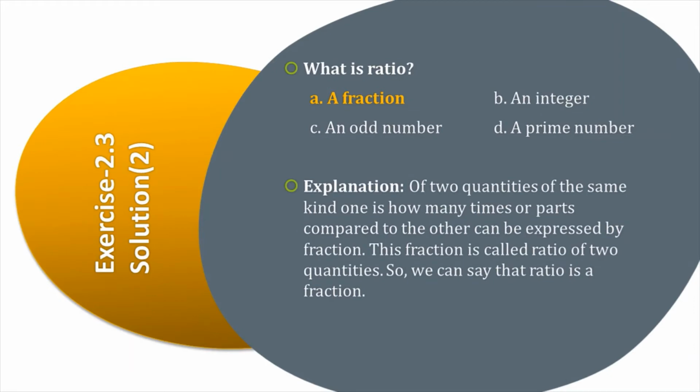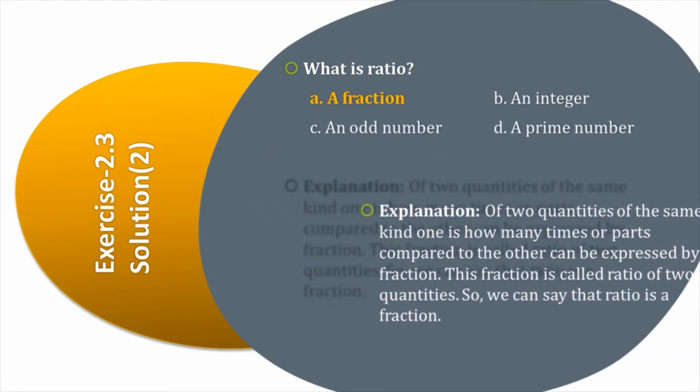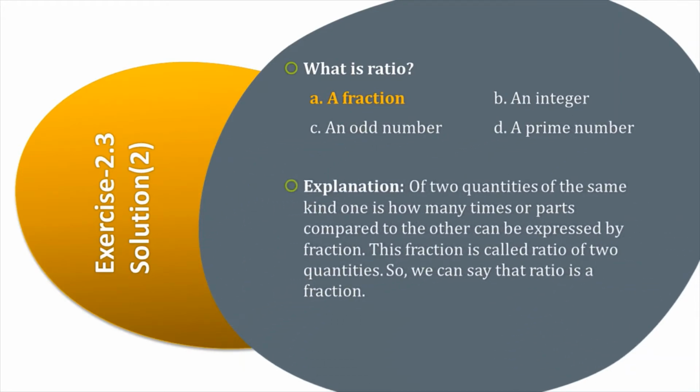That is our explanation. Of two quantities of the same kind, one is how many times or parts compared to the other can be expressed by fraction. As you can see, this is the fraction line. So ratio is a fraction. This fraction is called ratio of two quantities. So we can say that ratio is a fraction. So my dear student, this is solution number 2, ratio, and these are the options, and you can see from the explanation that ratio is a fraction.